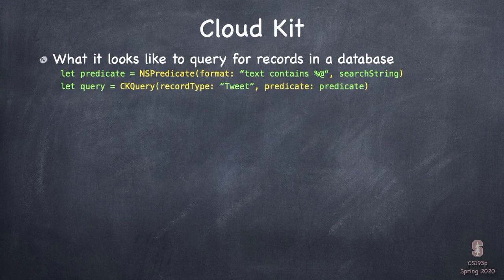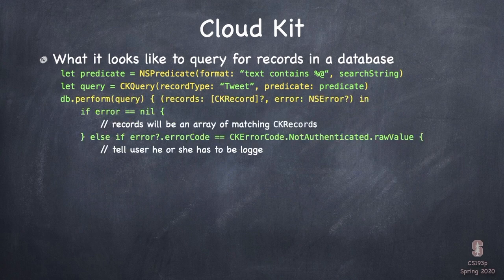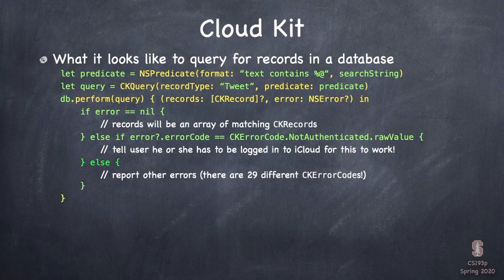So you create the predicate you want, and then you create something called a CKQuery, which is just the record type that you're trying to find, that you're searching for essentially, and that predicate. So again, similar to a fetch request in Core Data, similar, but not exactly the same, but you get the idea. And then to execute the query, of course, you're going to have to go out onto the network. So that's where this function perform comes in. You give it the query you want, and then you give it a closure, and that closure will be called when this thing either fails or succeeds.